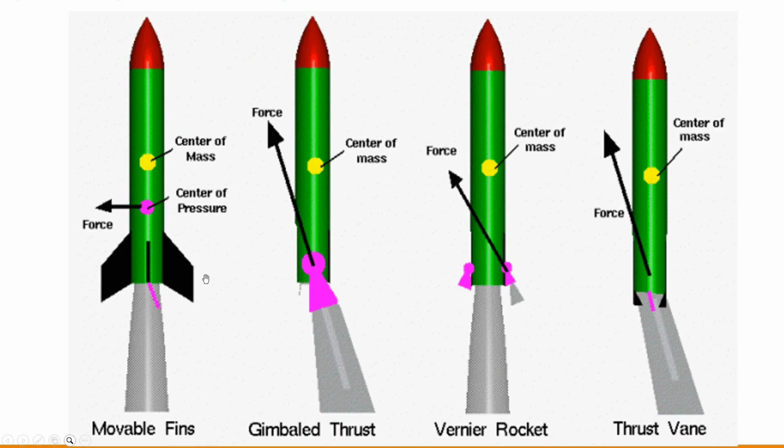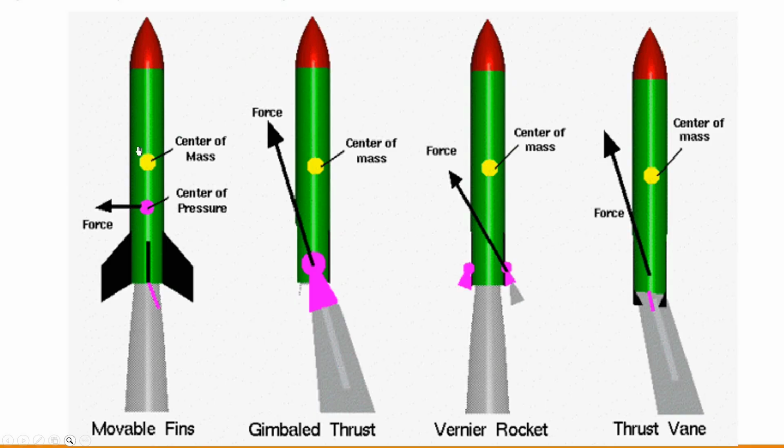Movable fins. Early rockets, as well as modern air-to-air missiles, often use movable fins at the rear of the rocket for control. Adjusting these fins changes the aerodynamic forces acting on the rocket. Since the aerodynamic forces act through the center of pressure, which is usually not aligned with the center of gravity, this creates a torque about the center of gravity.